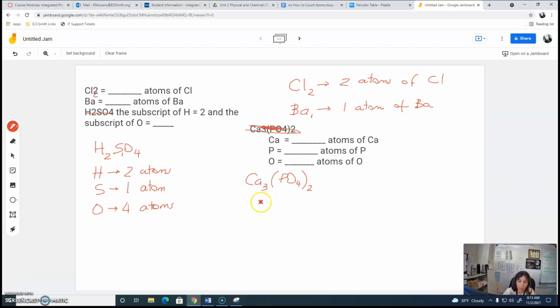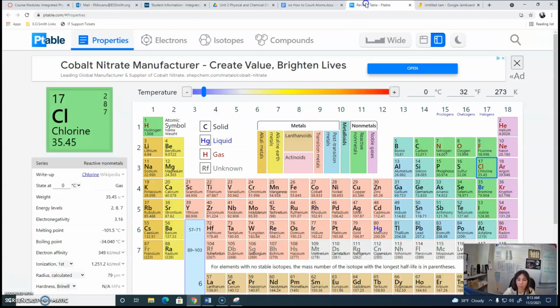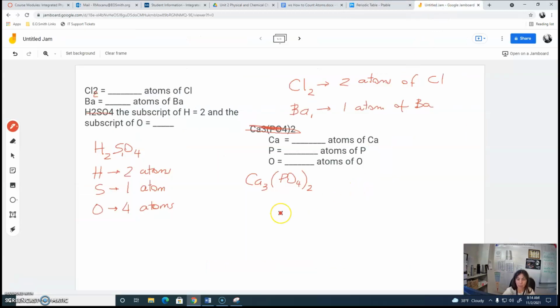So the first thing I'm going to do again is look at how many elements I have. Well, I got 3 capital letters. I got capital C over here, which is for calcium. Ca is calcium. I got capital P for phosphorus. I got capital O for oxygen. And if I want to find those on the periodic table, I'm going to go right here. So here's my calcium, Ca. Here's my capital P for phosphorus. And here's my capital O for oxygen. Okay? So I identify all those.